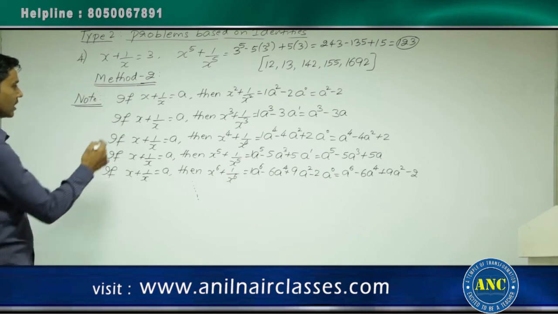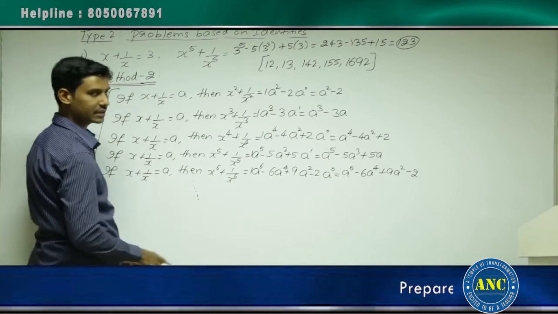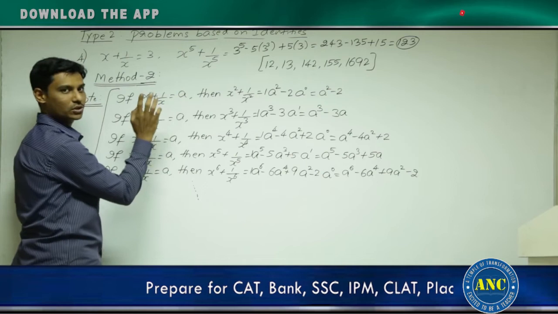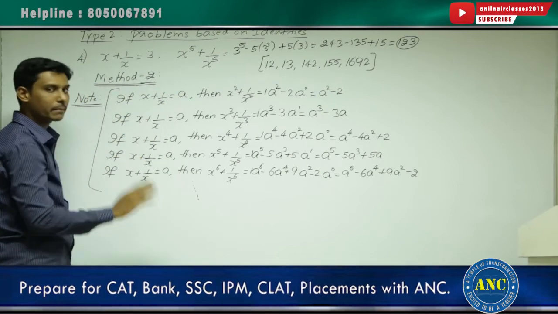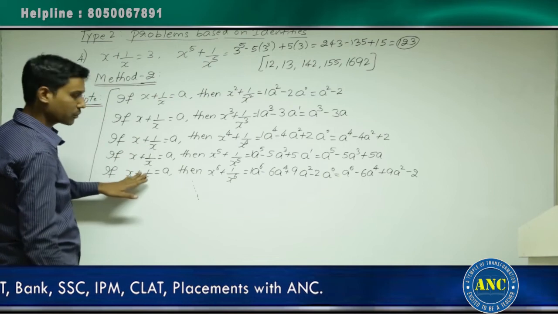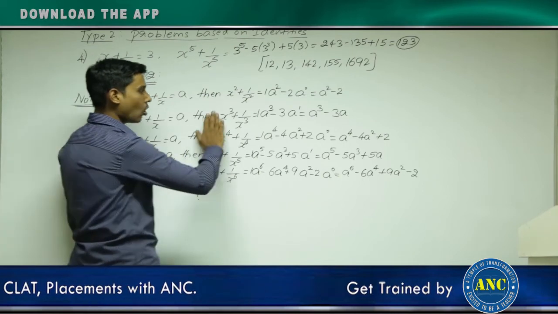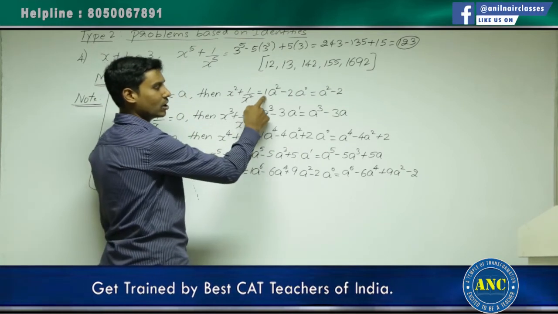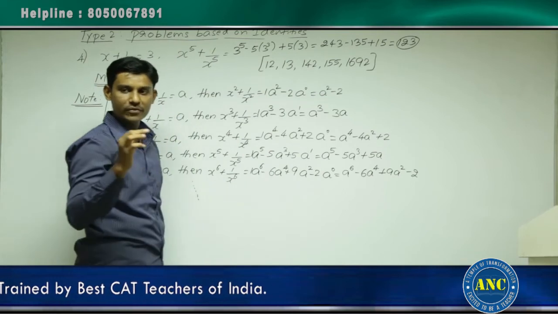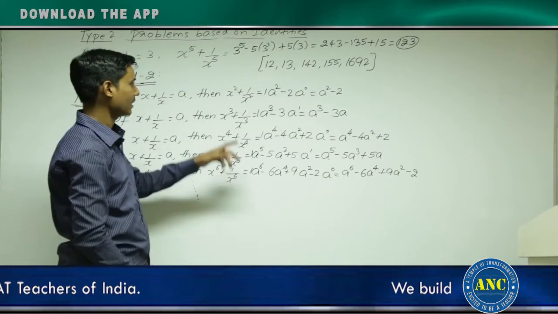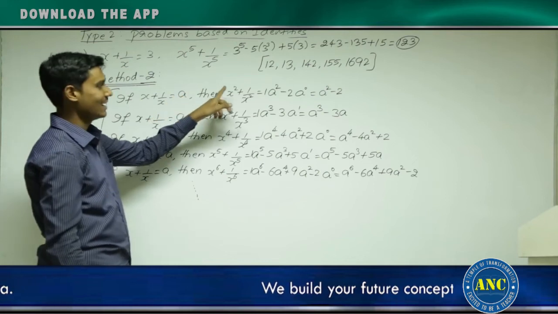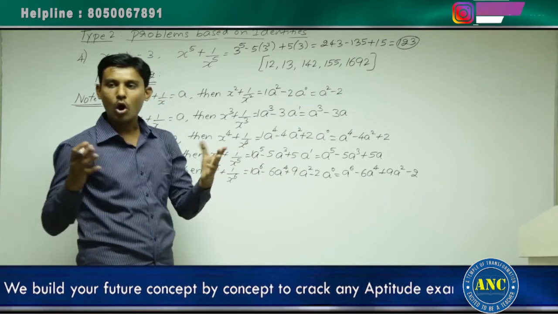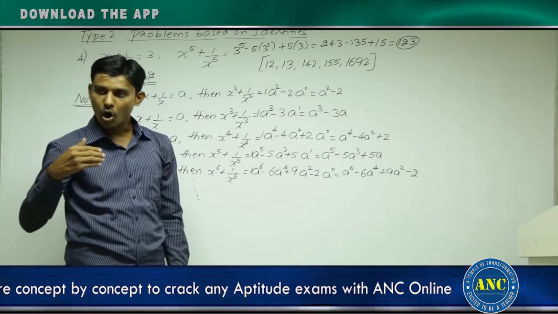Now hold on. Same thing. Suppose your question is, if x minus 1 by x is equal to a, assume that all of these are in terms of x minus 1 by x equal to a. Whatever is written, it will be the same thing. But the only thing is you will not have alternate plus and minus. Everything will be plus. That means if x minus 1 by x is equal to a, x square plus 1 by x square will be a square plus 2. That means no alternate plus and minus in this case. All are plus signs only.